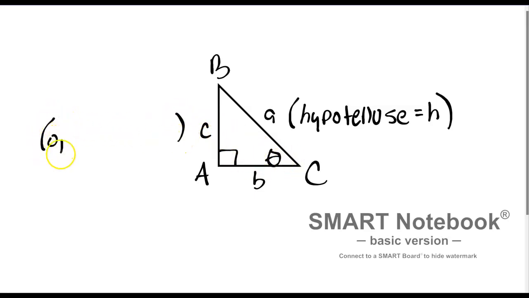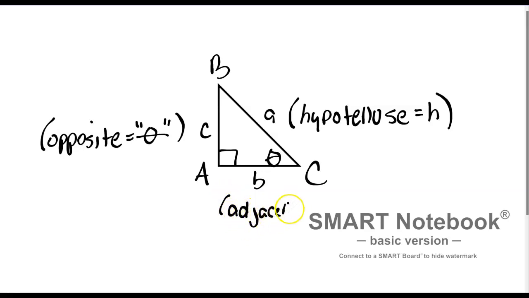So we're going to say opposite equals, and we'll put a line through it so we don't get confused with O's and zeros. We'll put a line through it so everybody knows. This will be our language here. Then by default, this one would be adjacent. We can call it A.